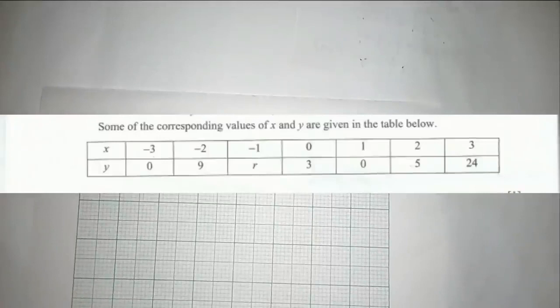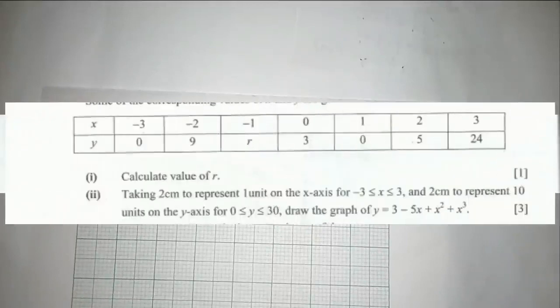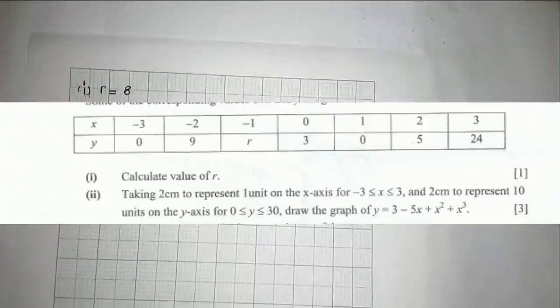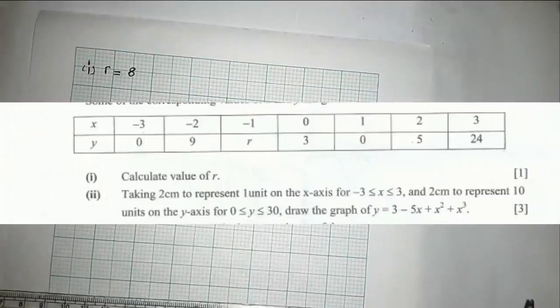So the next thing will now be to graph, which is question 2. To graph, you need to understand the scale. So you follow the scale which you've been given. The scale here is that the x-axis is from -3 to 3, meaning -3 is less than or equal to x, less than or equal to 3.